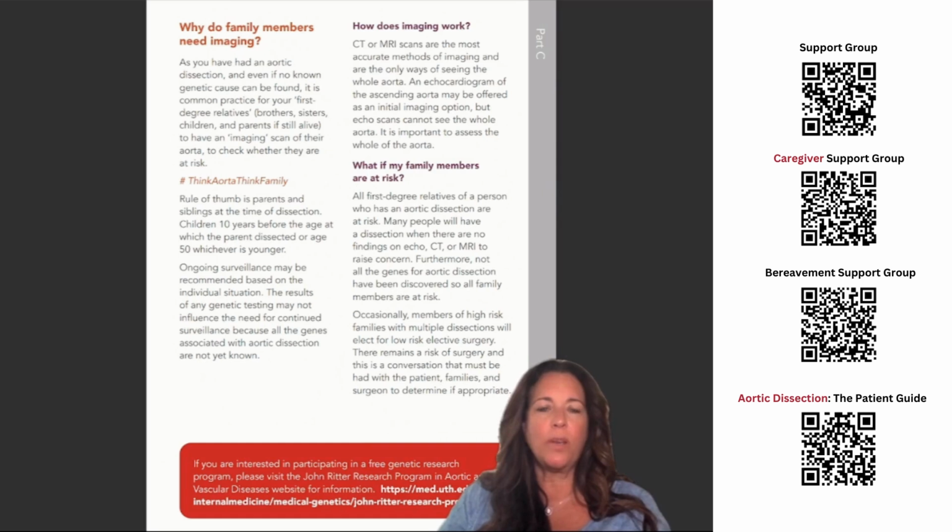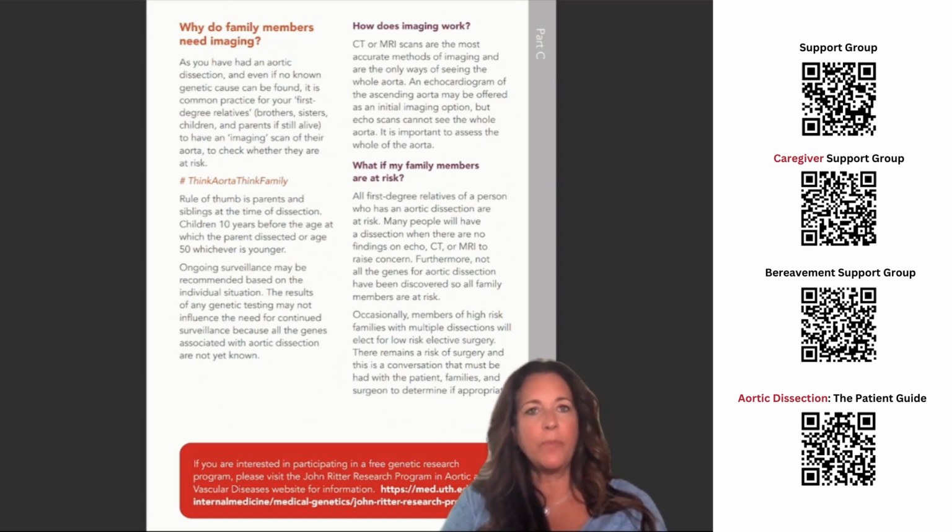How does imaging work? CT or MRI scans are the most accurate methods of imaging and are the only ways of seeing the whole aorta. An echocardiogram of the ascending aorta may be offered as an initial imaging option, but echo scans cannot see the whole aorta. It is important to assess the whole of the aorta.